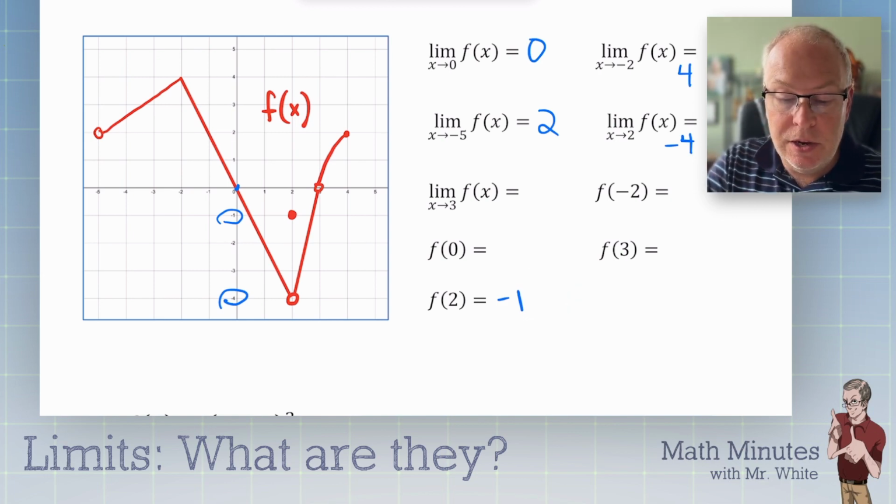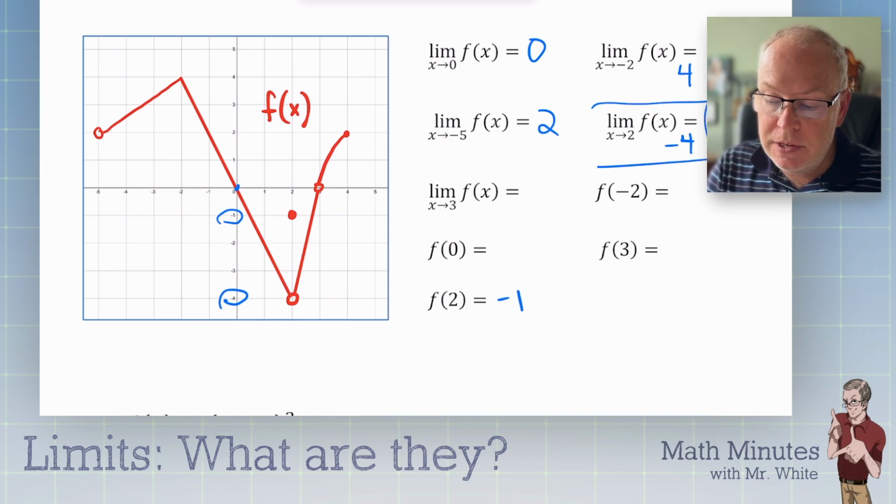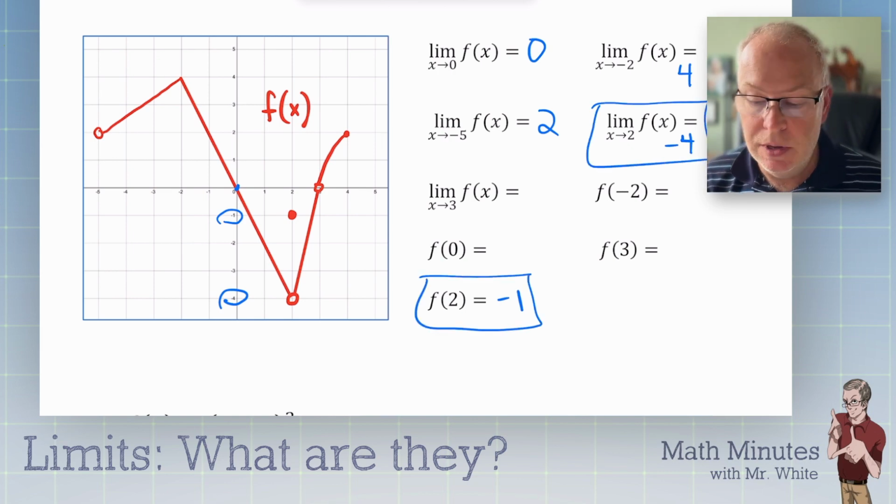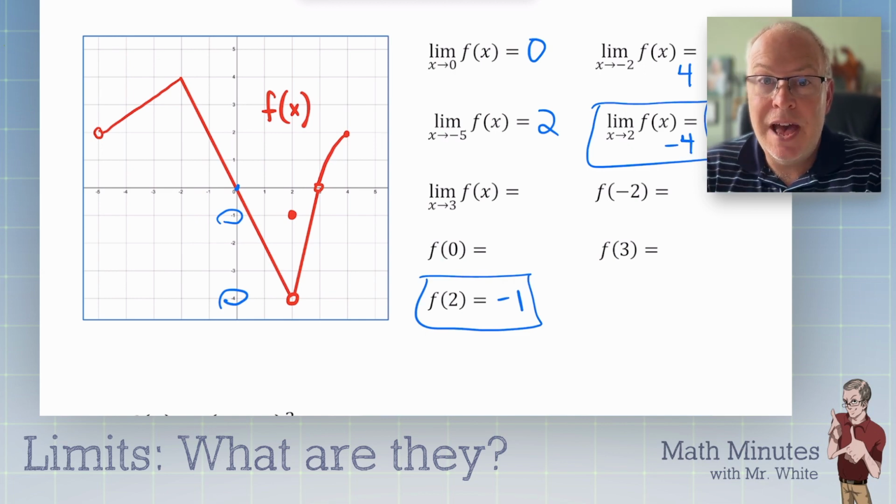See, so I did want to draw that distinction there. These two are really important to understand the difference between the two. Limits are what you're approaching, whereas when it just says f of 2, you look for the closed circle.